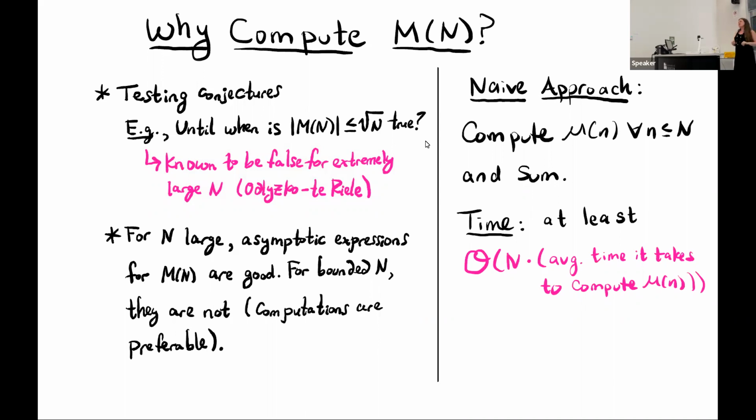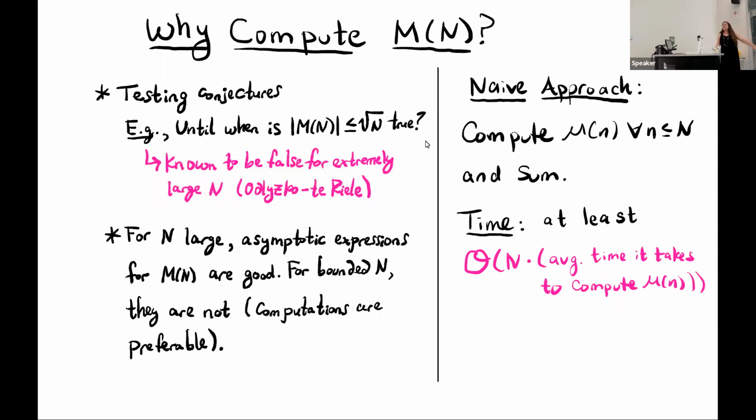Another reason you might be interested in this problem is that when n is large, asymptotic expressions are good. But when n is bounded, then computations are preferable. And so again, it's important to be able to compute M of n for the kinds of ranges of values that we actually can think about.